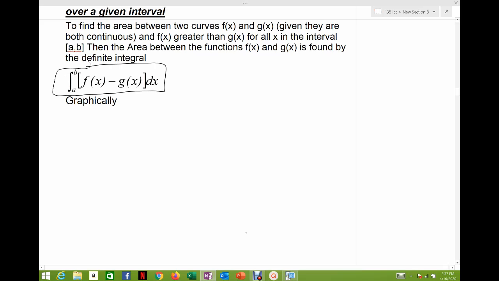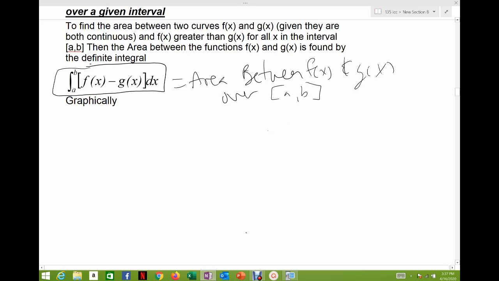Alright, so we can solve this. We can find this is the area between f of x and g of x over the interval a to b. And again, area should always come out positive. So if the answer comes out negative, more than likely what's happened is you subtracted incorrectly.